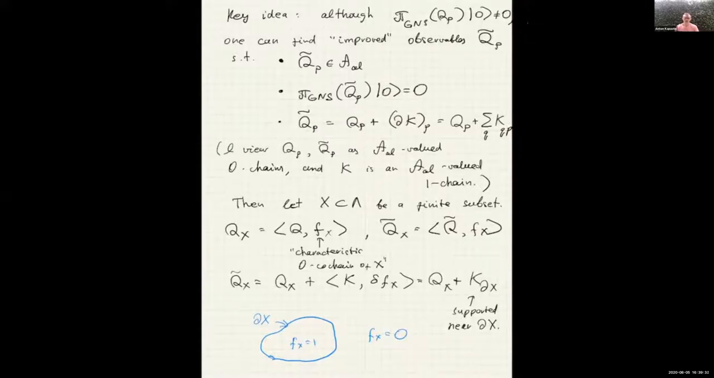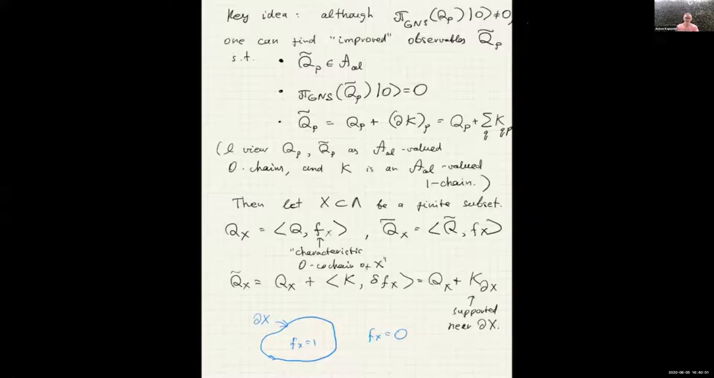So the point is that, roughly speaking, the whole charge annihilates the vacuum, but as we already discussed, the total charge is not really a well-defined operator on the Hilbert space, so it kind of makes sense. Now, on the other hand, if you look at the individual terms Q_P separately, they do not annihilate the vacuum.